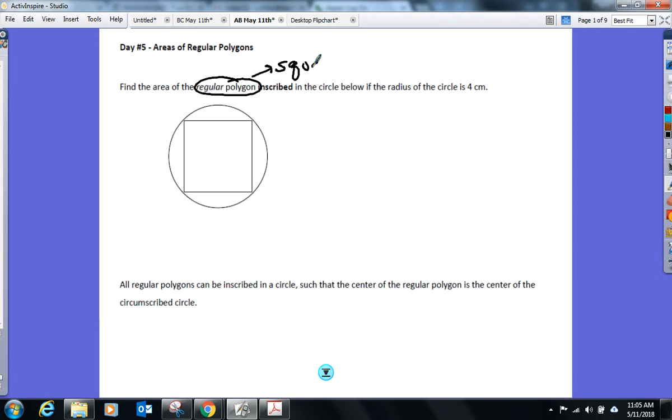And I know I never mentioned it, but what is the area of a square? Length times width, and what do you know about the length and the width? They're both the same. All right, so I'm going to give you guys about 5 minutes. If it's less than that, great. The radius of this circle is 4. Can you find the area of the polygon? All right, go ahead, talk it over.